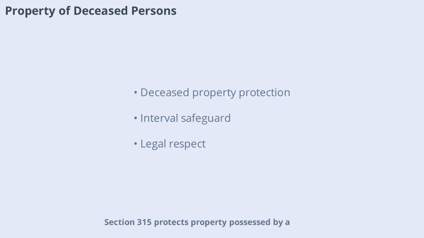Section 315 protects property possessed by a deceased person at the time of death. The law ensures that such property is safeguarded during the interval between death and its transfer to authorized persons. This section prevents dishonest misappropriation and maintains respect for the deceased's assets, providing legal protection for vulnerable property.